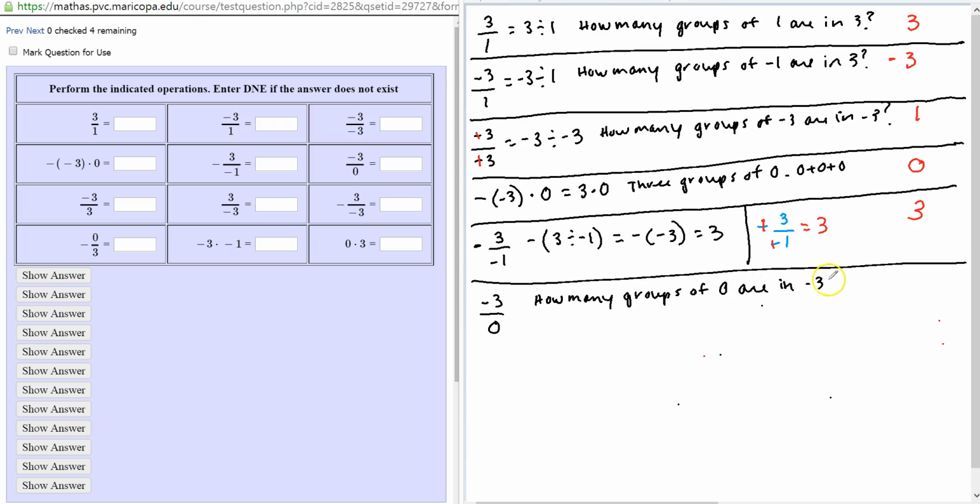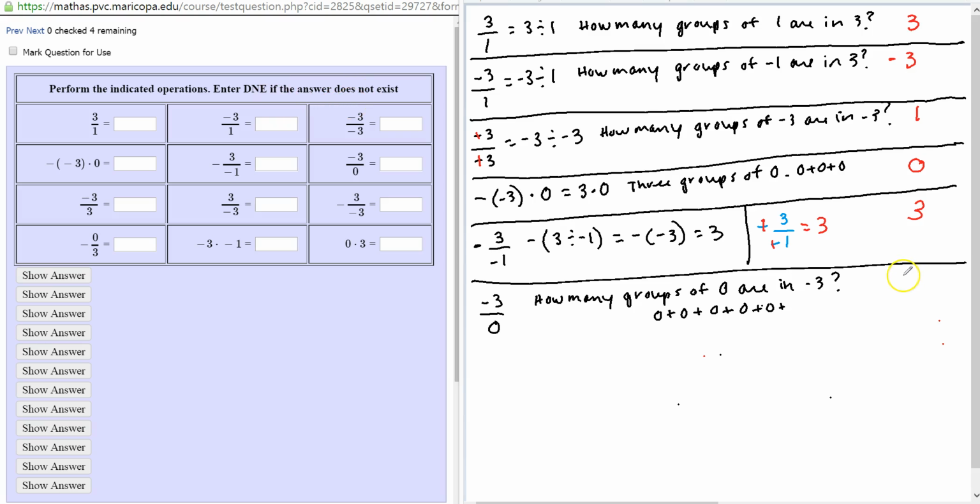are in negative 3. Okay, so in terms of addition, we want to add up how many zeros would we have to add up to get the result of negative 3? Well, I can add up zeros forever. I will never ever get to negative 3. We'll always be stuck at 0. And so frequently we say that dividing by 0 is undefined or indeterminate, or what we're going to enter is DNE for the answer does not exist.